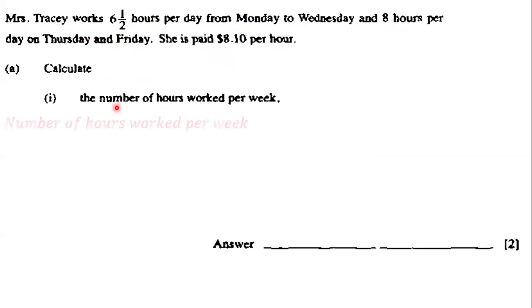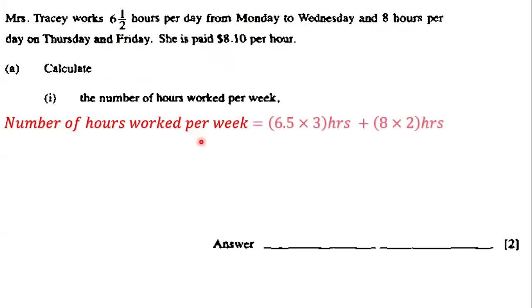And so let's do the calculation. In order for us to figure out the number of hours worked per week, we're going to take 6.5 hours, represented as a decimal 6.5, and multiply it by 3 because it's 3 days that she worked 6.5 hours: Monday, Tuesday, and Wednesday. Then we're going to multiply 8 by 2 because it's 2 days that she worked 8 hours, Thursday and Friday. So we have 6.5 times 3, and 8 times 2, and then we have to add those products.